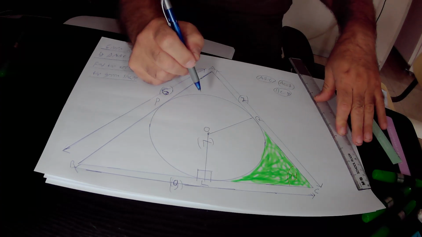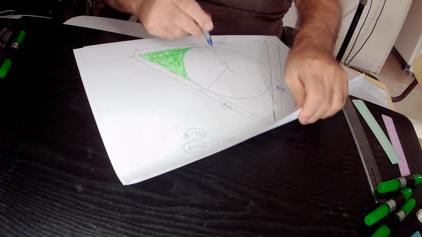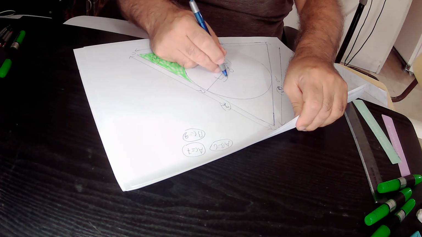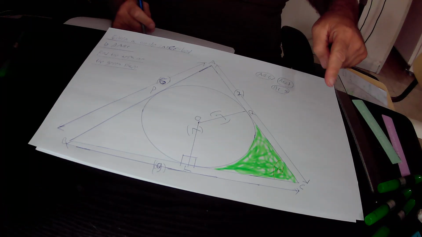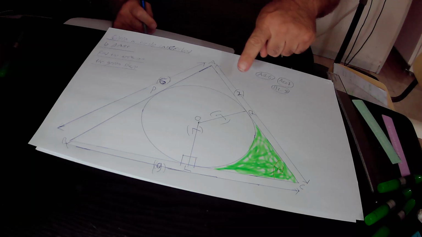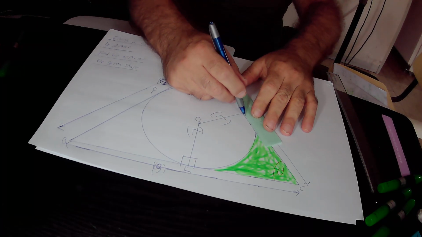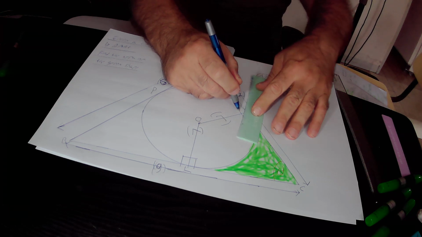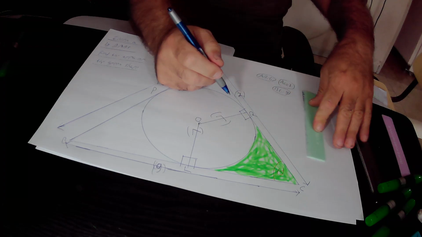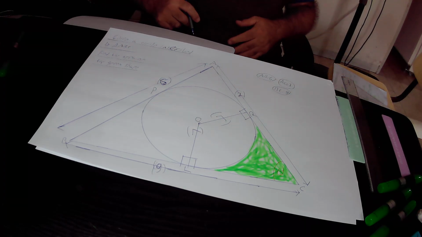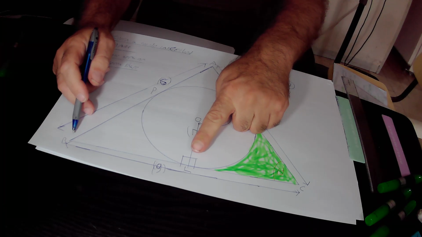OQ is of course the radius of the circle that is equal to R. Point Q is the point of tangency of tangent CA with this circle, therefore according to rule 1, this angle equals 90 degrees, and this angle also equals 90 degrees. We define the length of this line segment BL as A.